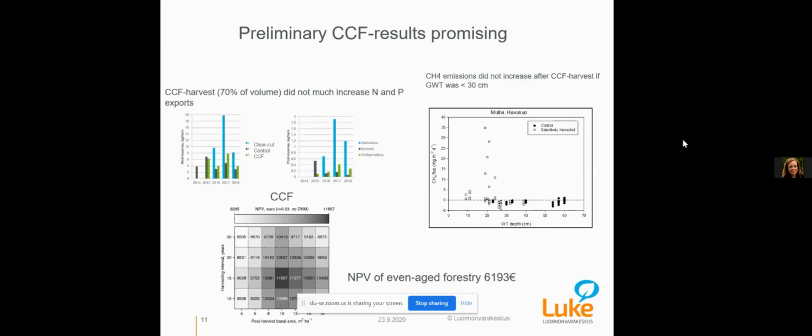And we have also already simulated the profitability of this continuous cover forestry, economic profitability in these simulations. We have a varied harvesting interval, and we have also varied post-harvest basal area. And the outcome of these calculations was that the net present value was varied from a little over 8,000 euros to almost 12,000 euros, and this was significantly more profitable option than even age forestry, where net present value was only about 6,000 euros.